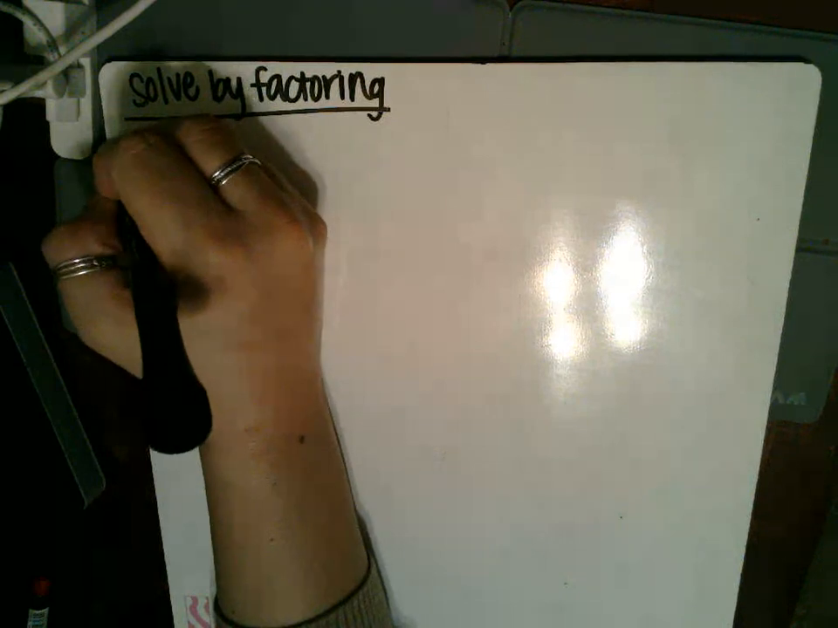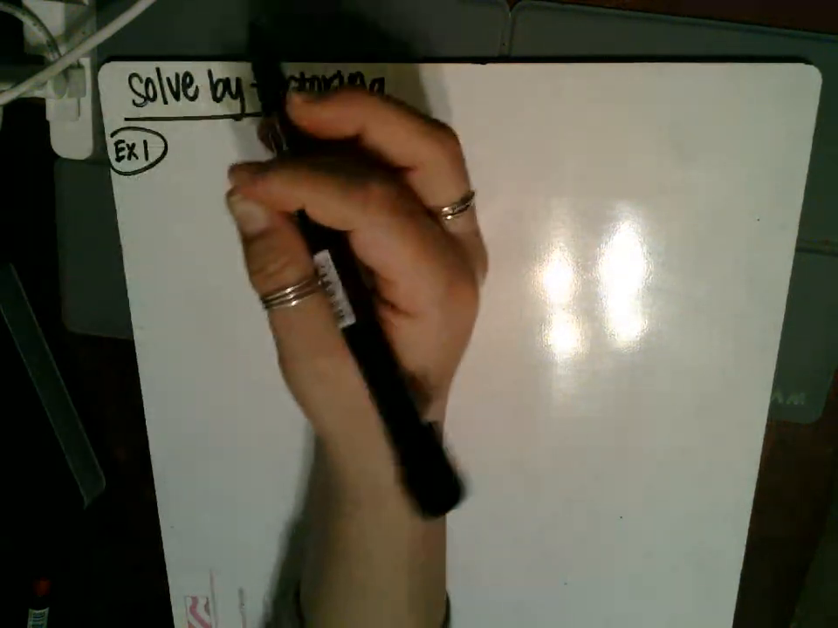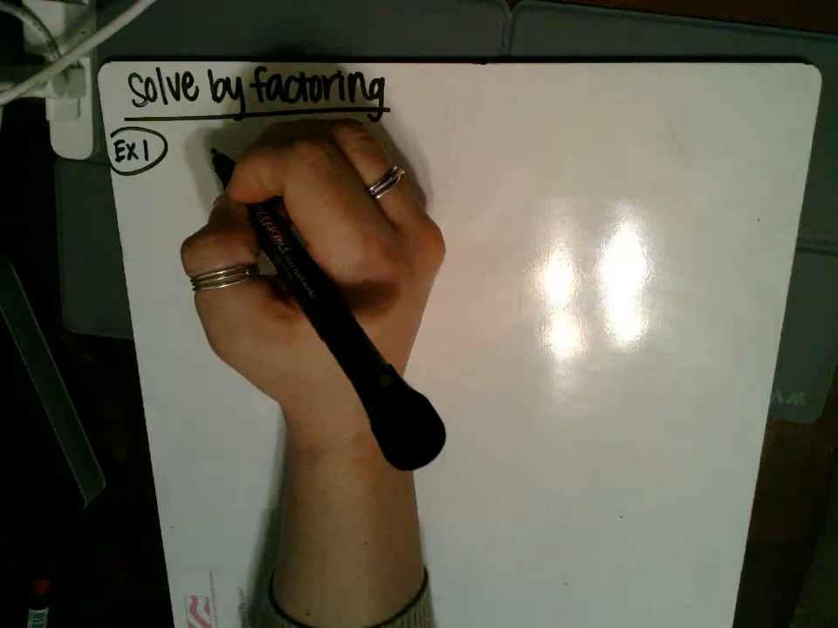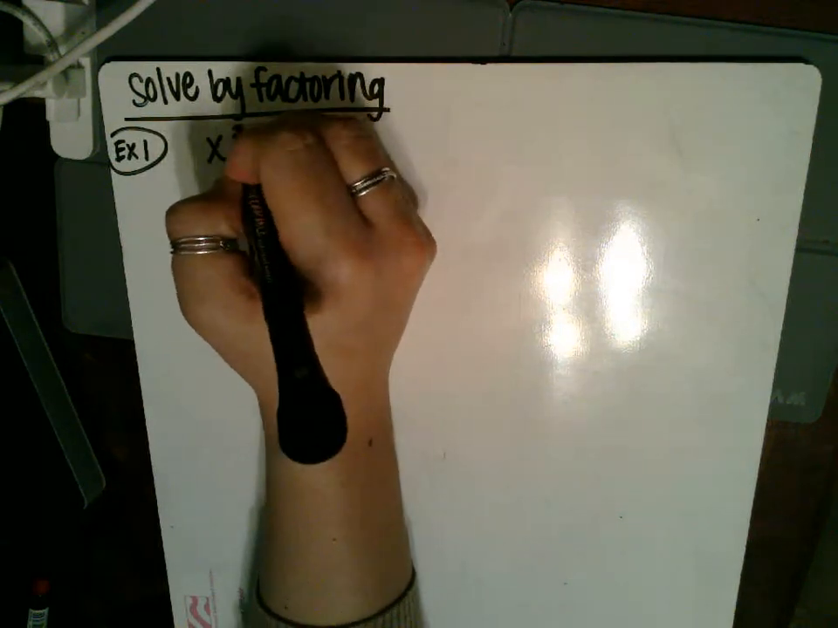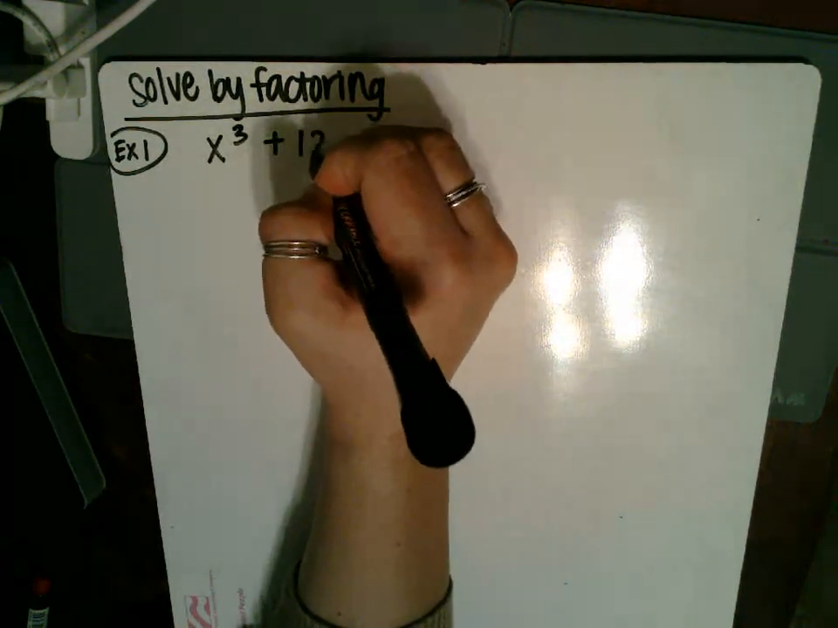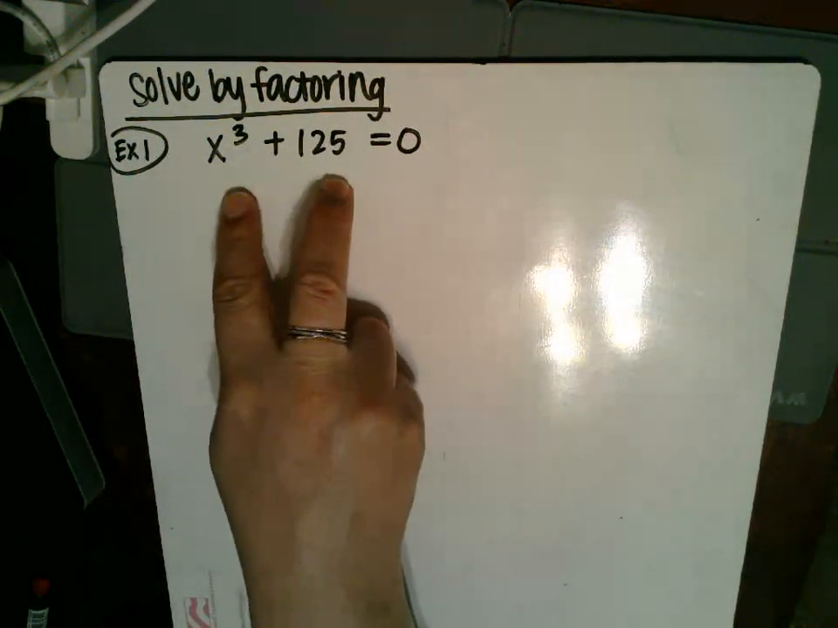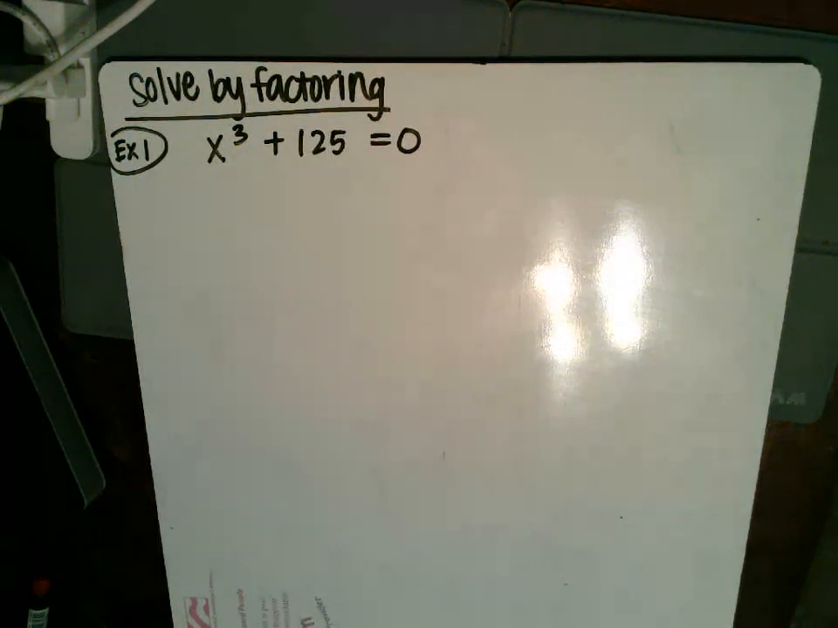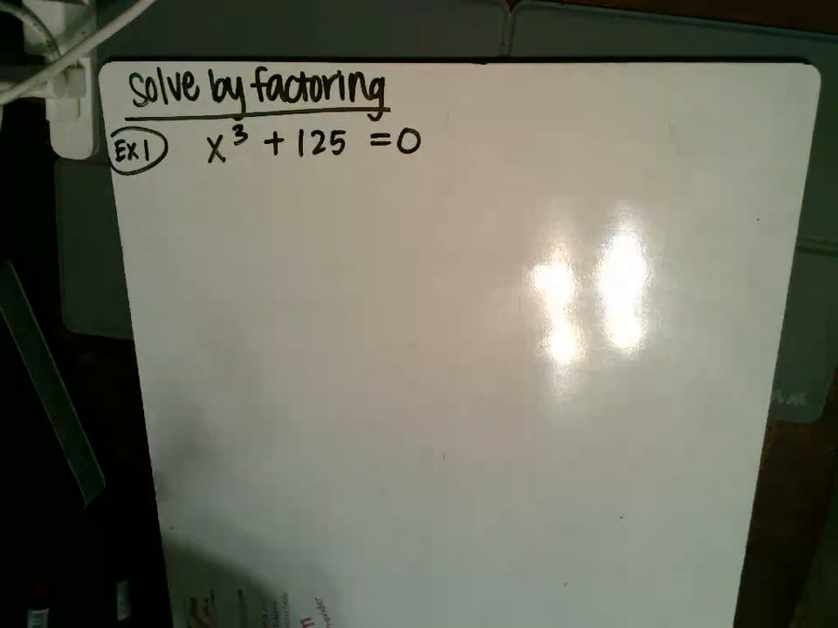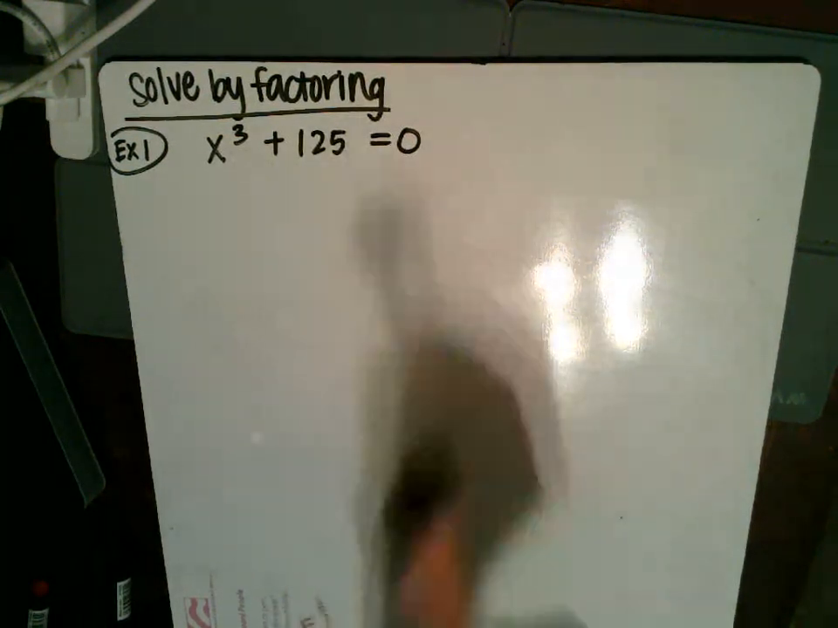So our first example is going to say solve this equation: x to the third plus 125 is equal to 0. Again, I have a binomial equal to 0. Whenever we have things set equal to 0, we know we're looking for x-intercepts. And this actually is a sum of cubes problem, because I have a perfect cube plus a perfect cube.